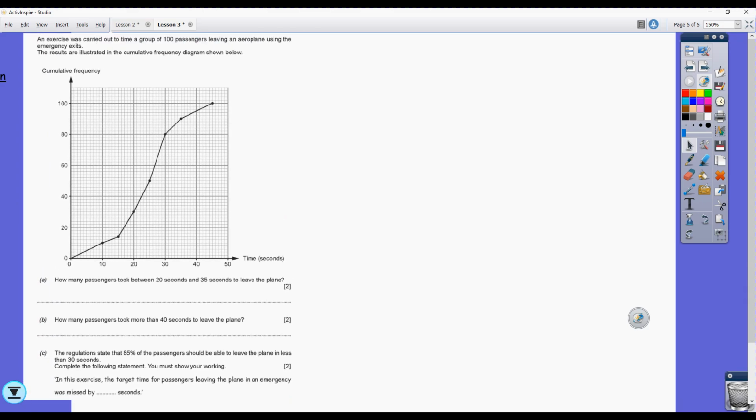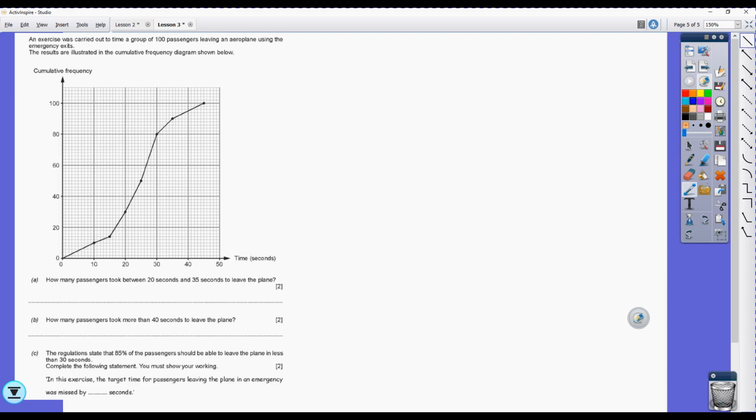So an exercise was carried out to time a group of 100 passengers leaving an aeroplane using the emergency exit. The results are illustrated in the cumulative frequency diagram shown below. So for question A, we're asked how many passengers took between 20 seconds and 35 seconds to leave the plane. Well, a cumulative frequency graph tells us how many more people than a certain amount or how many fewer people than a certain amount. So we need to look at the difference here.